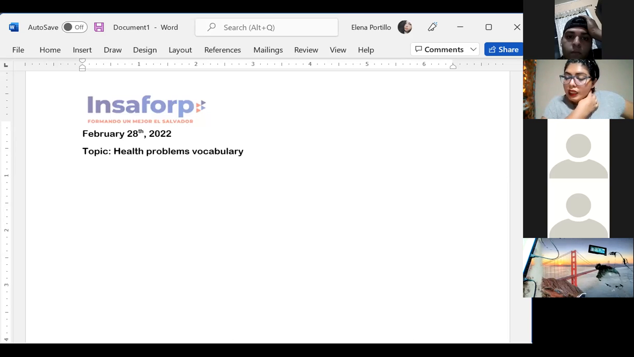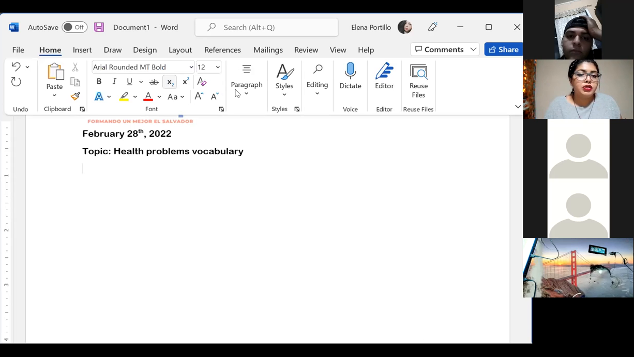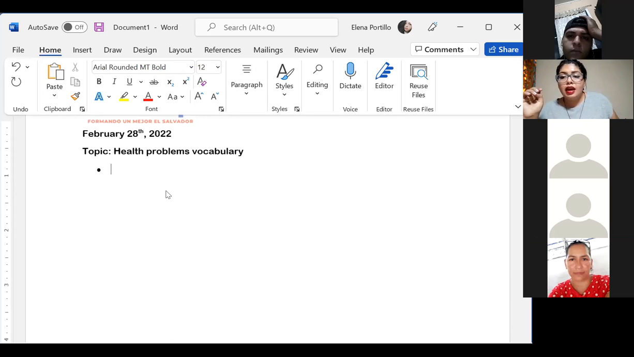Now, it says that in life, one of the most important things you can do is to look after your health. When we have a health problem, we can go and see a doctor. And we have a list of phrases, expressions, and words that we can use in this situation. We are going to begin with the first expression that we are going to use in this topic. So we have the first one that is making an appointment.